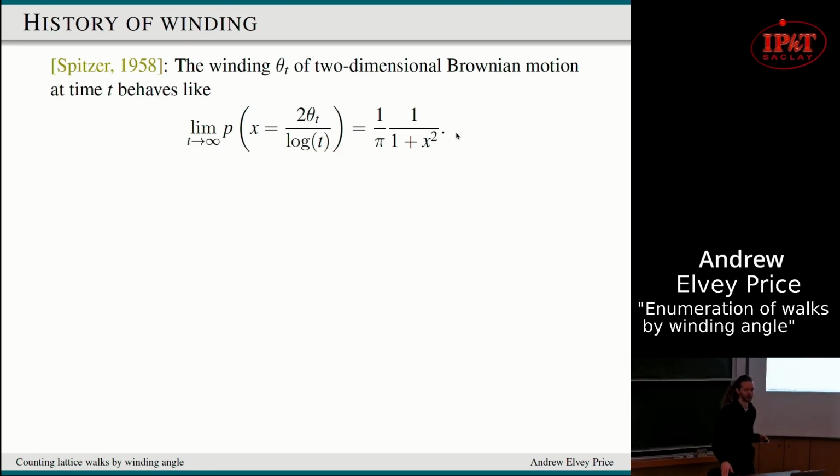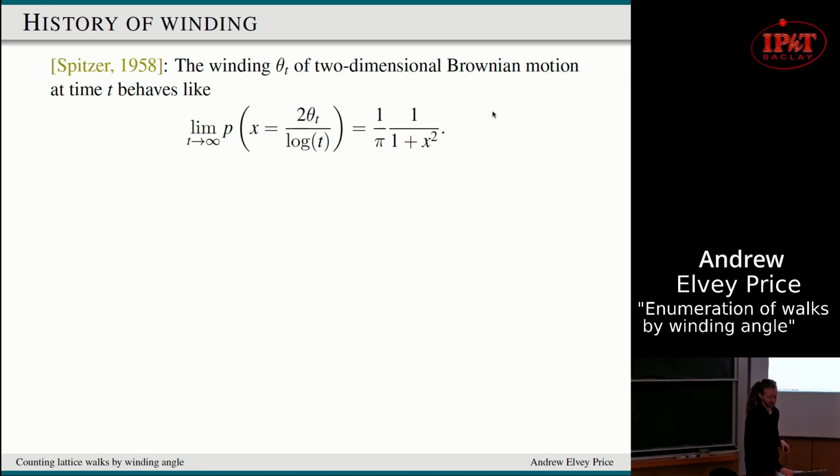Yeah, so for some history on this. I guess the first big result was by Spitzer, who considered winding, so rather than winding of a walk, winding of Brownian motion, which if anyone doesn't know about Brownian motion, it's just essentially walks with infinitely small steps.